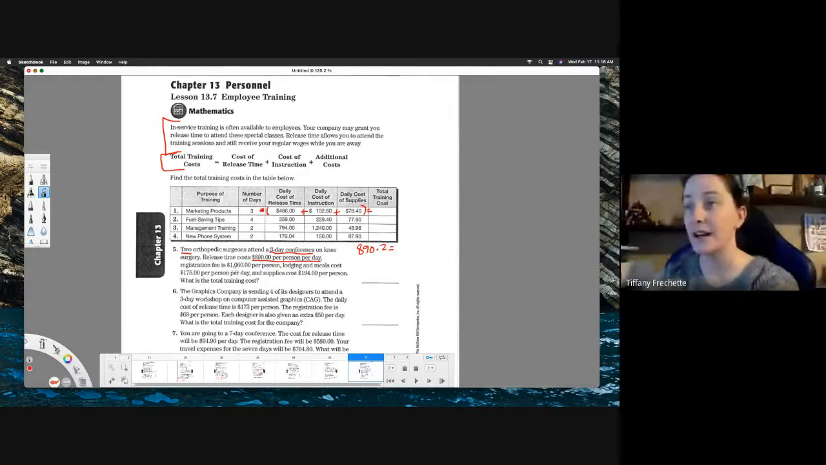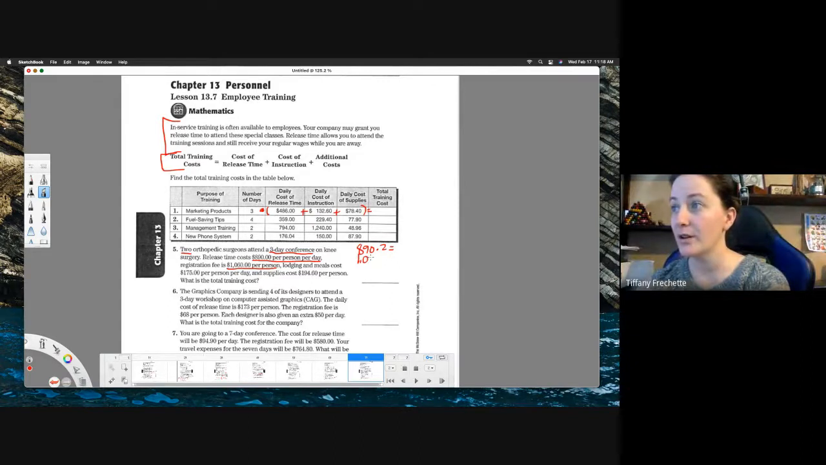Registration fee is $1,060 per person. So this is just a flat fee. It doesn't say per day. It's just the registration fee. So we don't want to multiply this by anything. This is just going to be added on. I'm fibbing to you because it did say per person. So we do need to know per person. So there's 2 people.